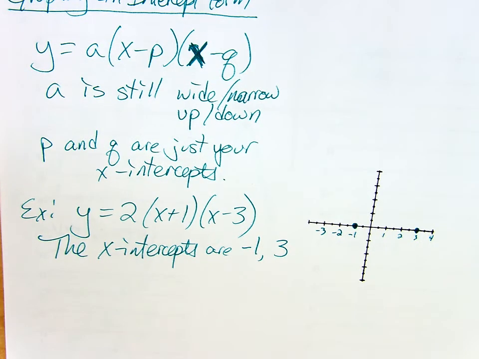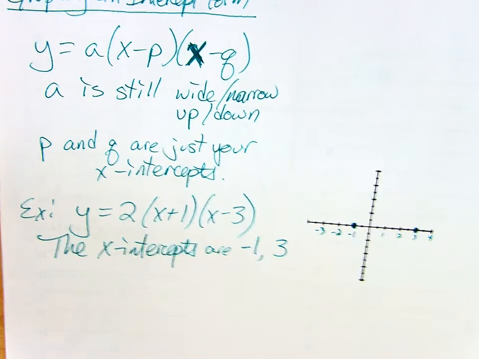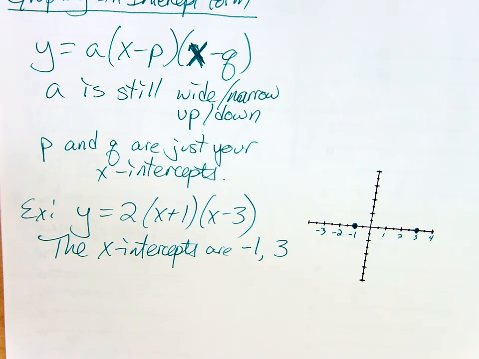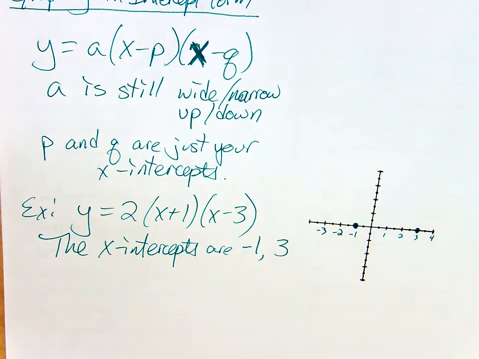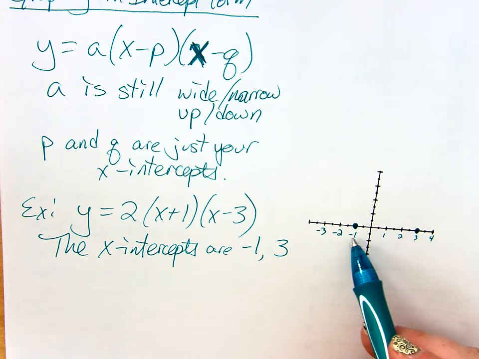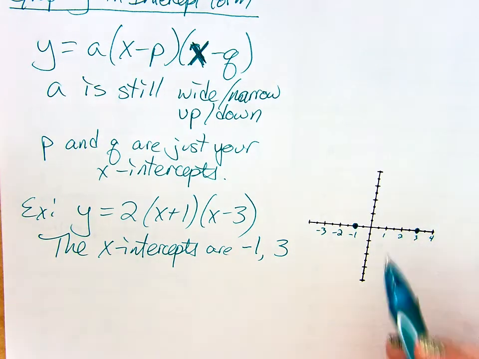I don't necessarily know exactly where the vertex is, but I kind of know something about the vertex. Doesn't it have to be exactly halfway in between those two? Right? So what is exactly halfway in between negative 1 and 3? So 1.5. There's an easy way to find out. You just add the two numbers together and take half of that. So negative 1 plus 3 is 2. Divided by 2 is 1. So 1, check this out.